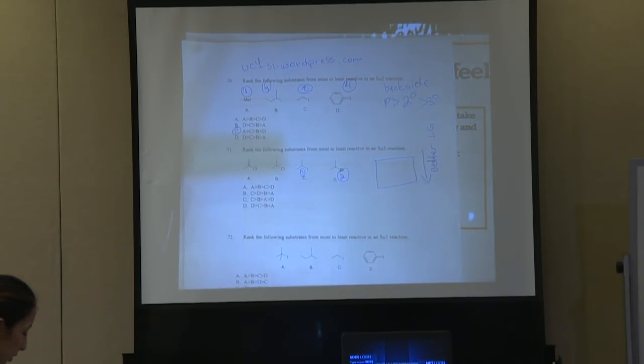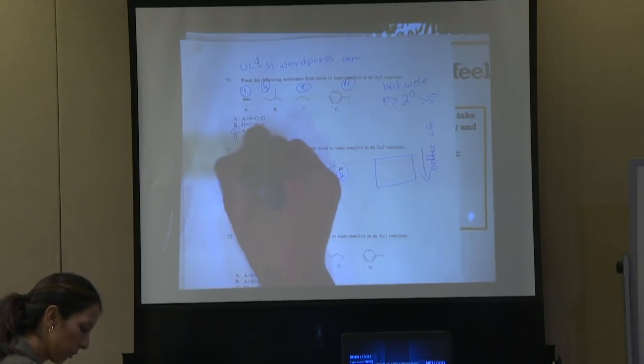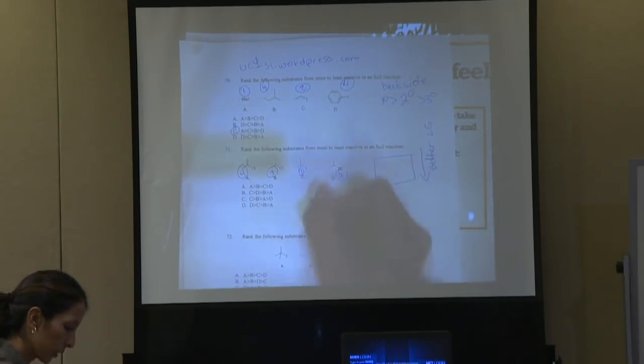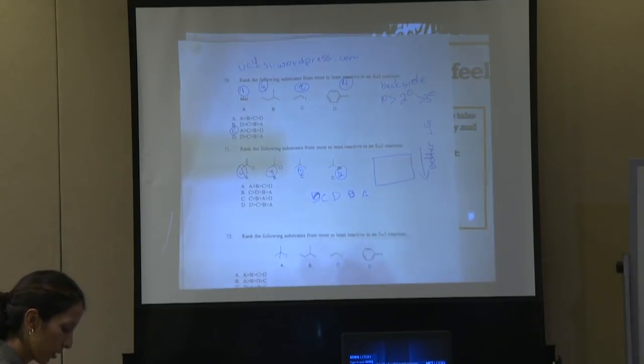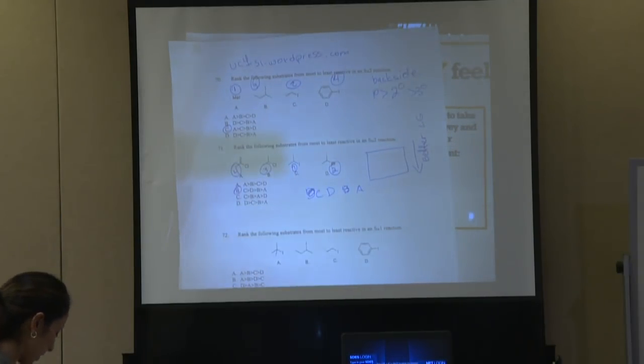Now we just have to pick between A and B, right? Because they're both the same leaving group. So which one is a better leaving group? Well, they're both Cls, without the double bond. Okay, cool. So 3, 4, C, D, B, A. Everybody good?